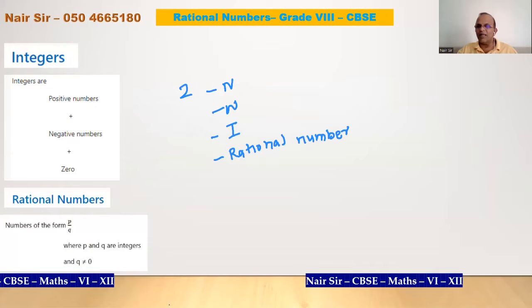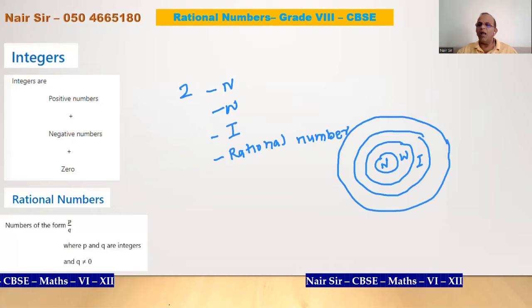If I want to draw like this and say this is my natural number, I put one more circle and this becomes the whole numbers. And if I put one more circle, it becomes integers. And this whole thing becomes rational numbers. So every natural number is a rational number. Every whole number is a rational number. Every integer is a rational number.